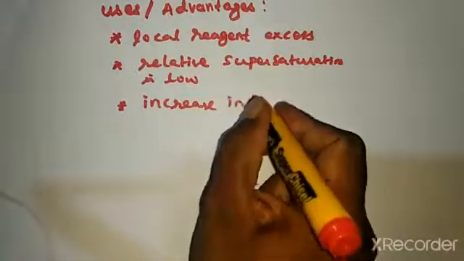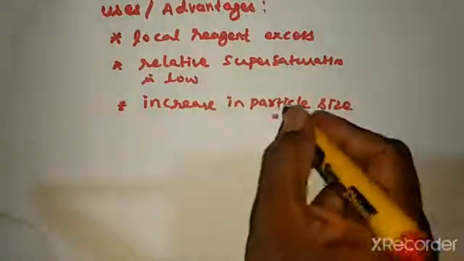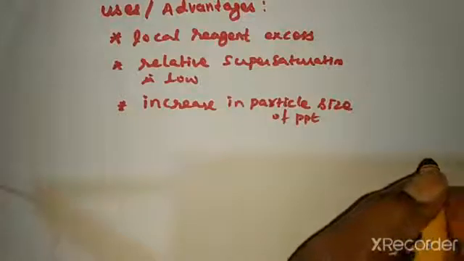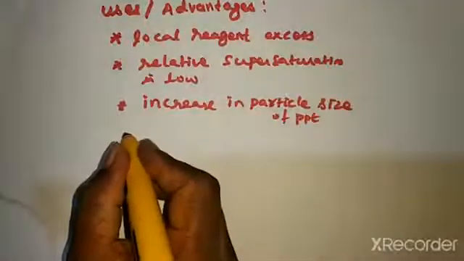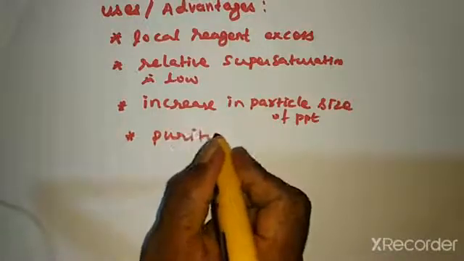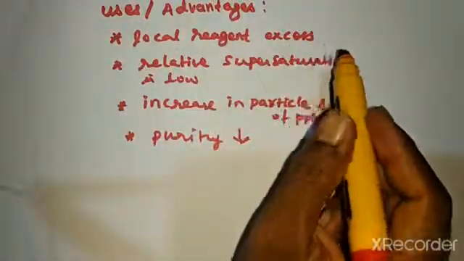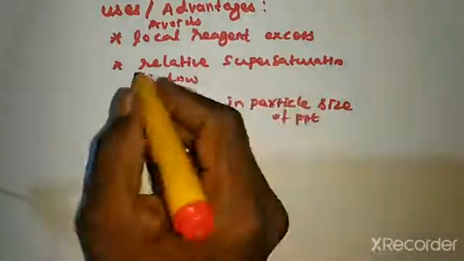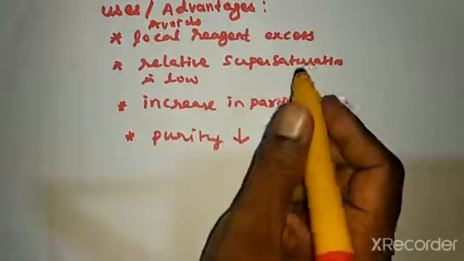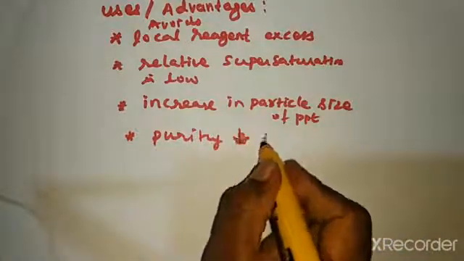and also the particle size of the precipitate increases. When the size of the precipitate increases, it is easy to filter, dry and weigh, and the purity will also be increased. Now we know the advantages of precipitation from homogeneous solution. It avoids excess use of local reagent, it decreases the relative supersaturation, which will be low, and then it increases the particle size of the precipitate and purity.